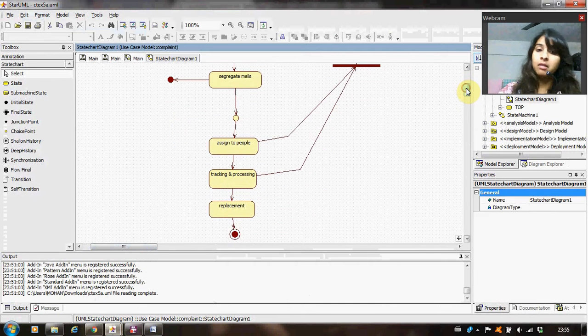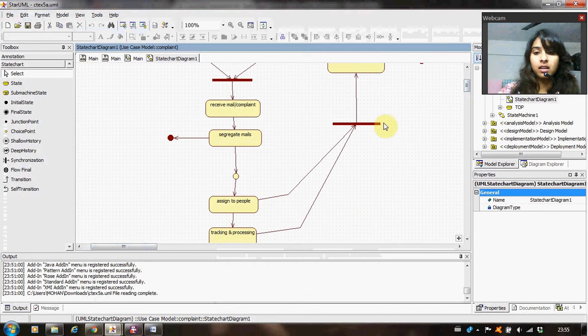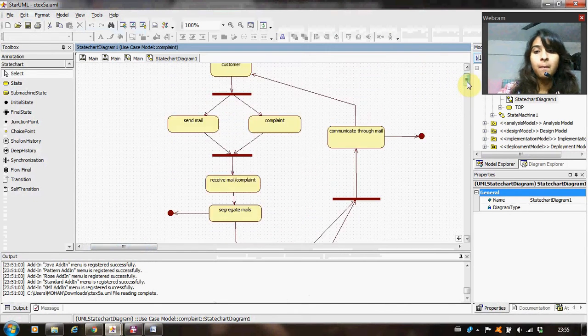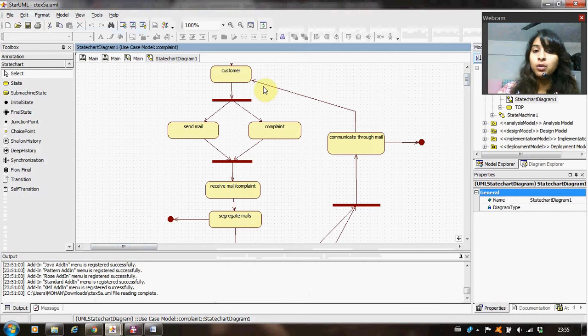Then after segregating the mails, there's a choice point. What kind of mails or complaints have to be assigned to what kind of people. So after making this choice, the mails are being assigned to the people in the organization. Once they are being assigned, as you can see here, there's another synchronization here. Communicate through mail to the customer. So once it is being assigned, if the person who is taking care of the process needs any details or information, then they can communicate through the mail to the customer.